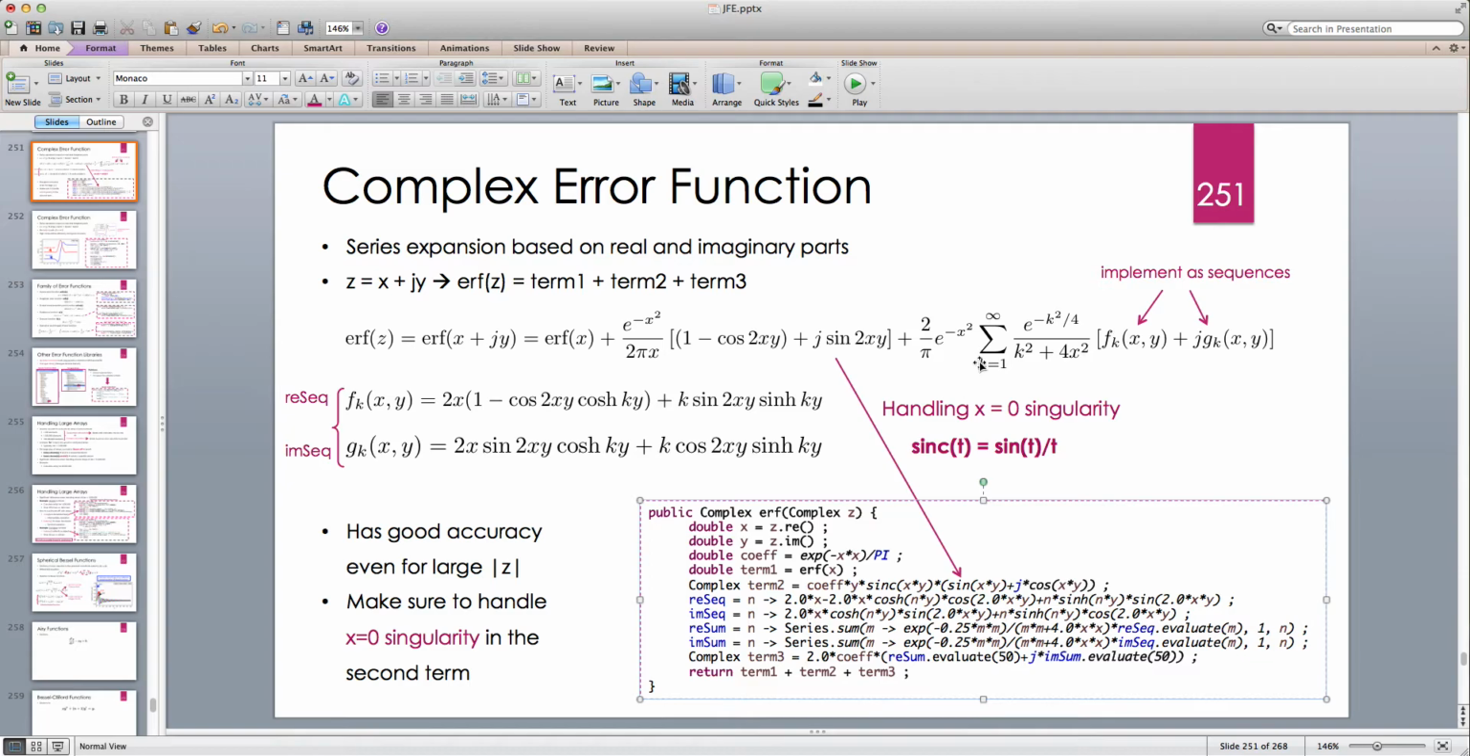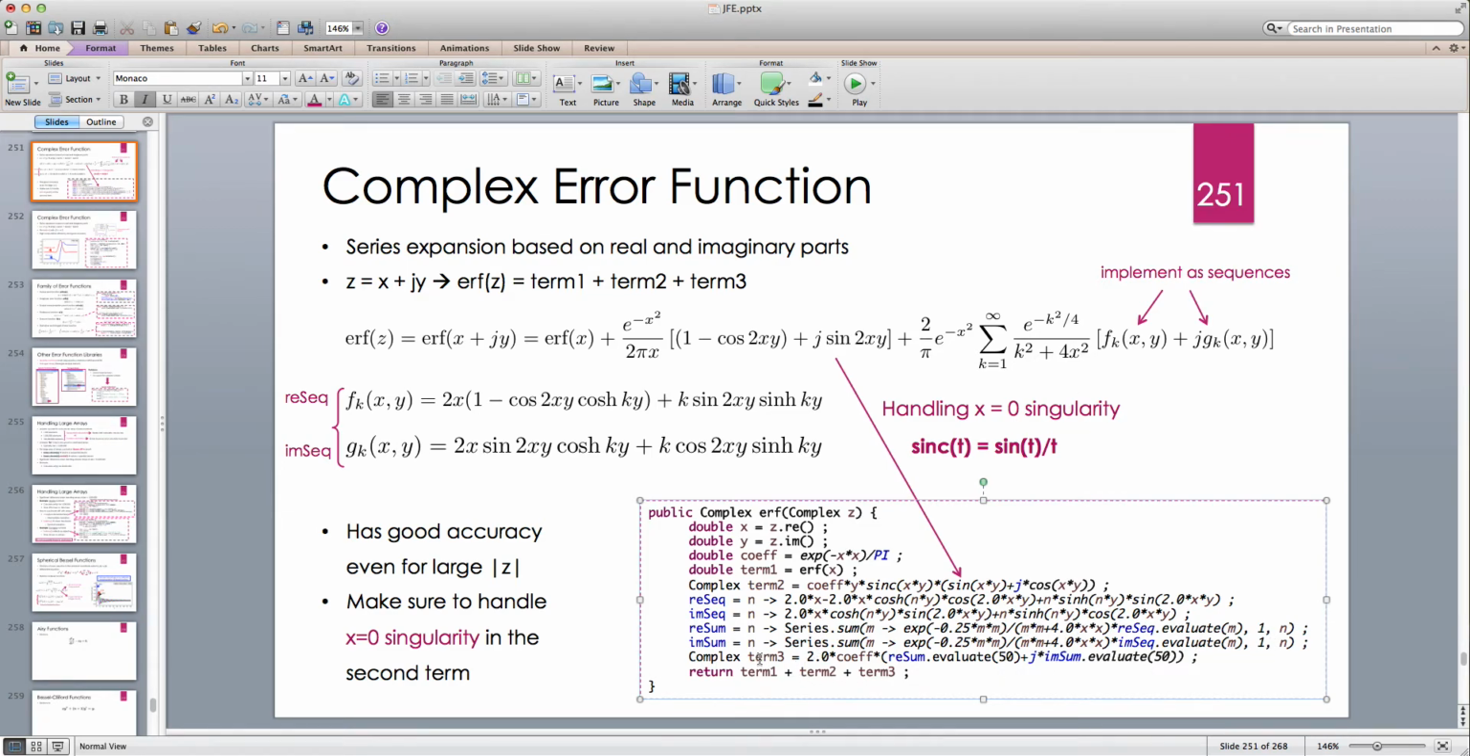And then we want to create this series for some terms, let's say 50 terms. So I create another sequence for summing the real part, resum, and this goes to series.sum. m goes to this lead term e to the minus m squared over 4, over m squared plus 4x squared, times the real sequence, and I sum it up from 1 to n. Similarly, I sum up the imaginary part.